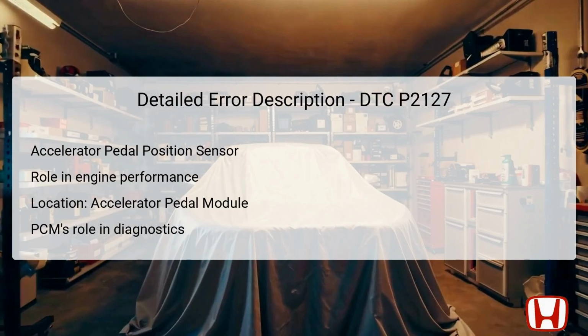If the APP sensor output voltage falls below a specific threshold, in this case 0.2 volts, the PCM detects this as an anomaly, leading to the storage of DTC P2127. Understanding the integration of these components is fundamental in diagnosing and resolving issues related to throttle response and performance.